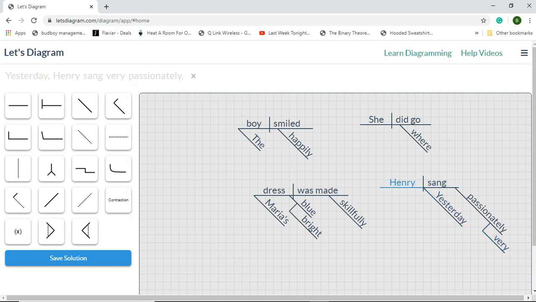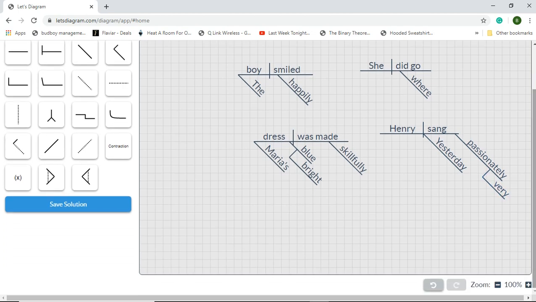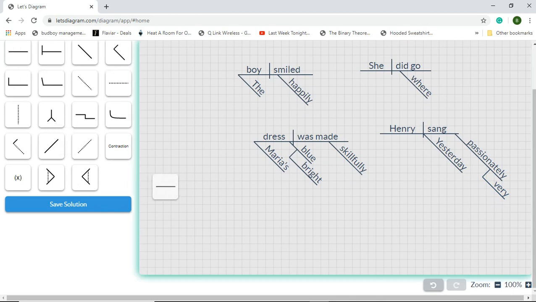So Henry is our subject, sang is our verb. Yesterday is the adverb answering the question, when? When did he sing? He sang yesterday. How did he sing? He sang passionately. How passionately did he sing? He sang very passionately. Okay, now our last one. I'm going to put it right over here.